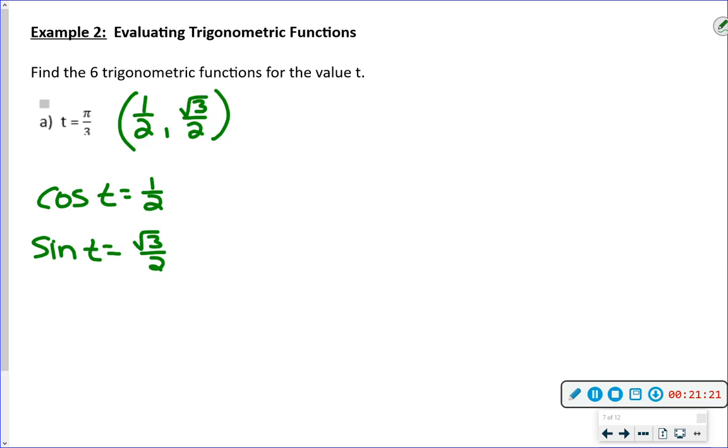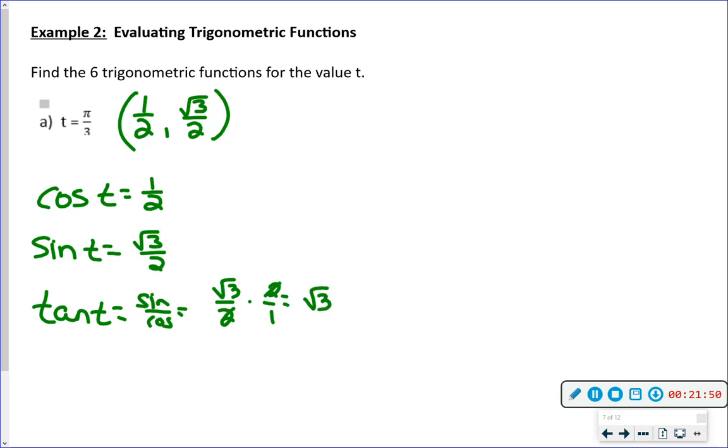I'm going to go tangent next. Now, you might be a little rusty on it. Look on your yellow sheet under quotient identities. Remember, tangent is sine over cosine. So I'm going to divide these out. Well, we know if you divide 2 fractions, we multiply by the reciprocal. So I'm just going to go straight to that. Multiply by the reciprocal of 1/2, 2, and we end up with root 3.